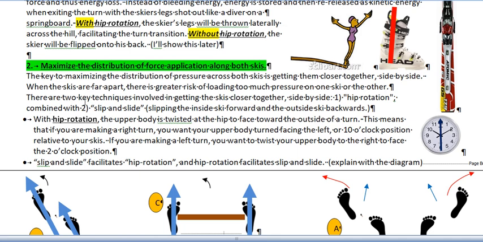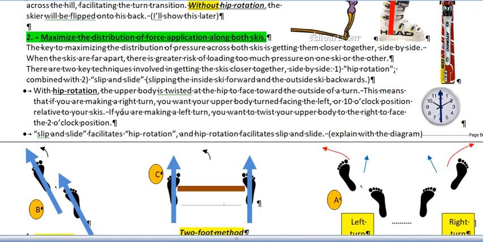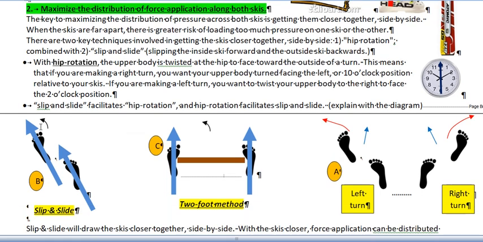There are two key techniques involved in getting the skis closer together, side by side, and they work hand in hand. One is hip rotation combined with slip and slide. Slip and slide is slipping the inside ski forward and the outside ski backwards. So to explain this, let's say you're making a left turn here. To do this, you slip your inside ski, which is your left ski in the left turn, forward, and you slide your outside ski back. Okay, that's slip and slide.